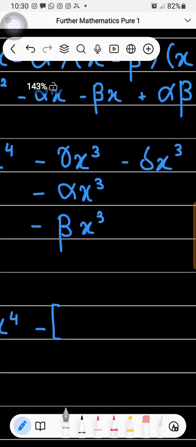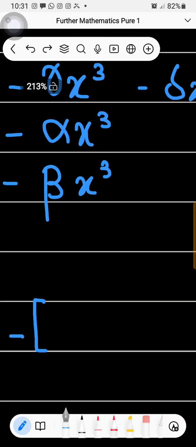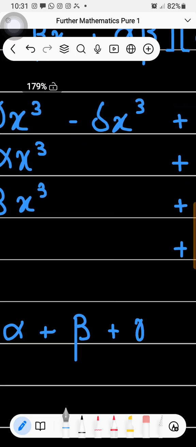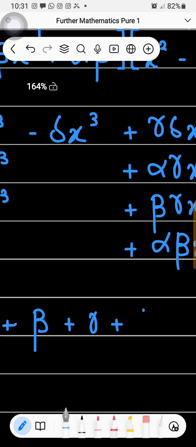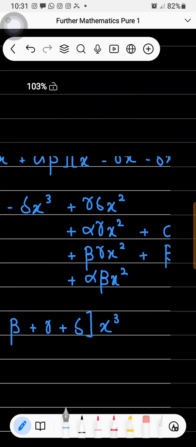I can write these 4 in any order. Any issue? I think no. So I can write it alpha plus beta plus gamma plus delta, and the common is x cube here.